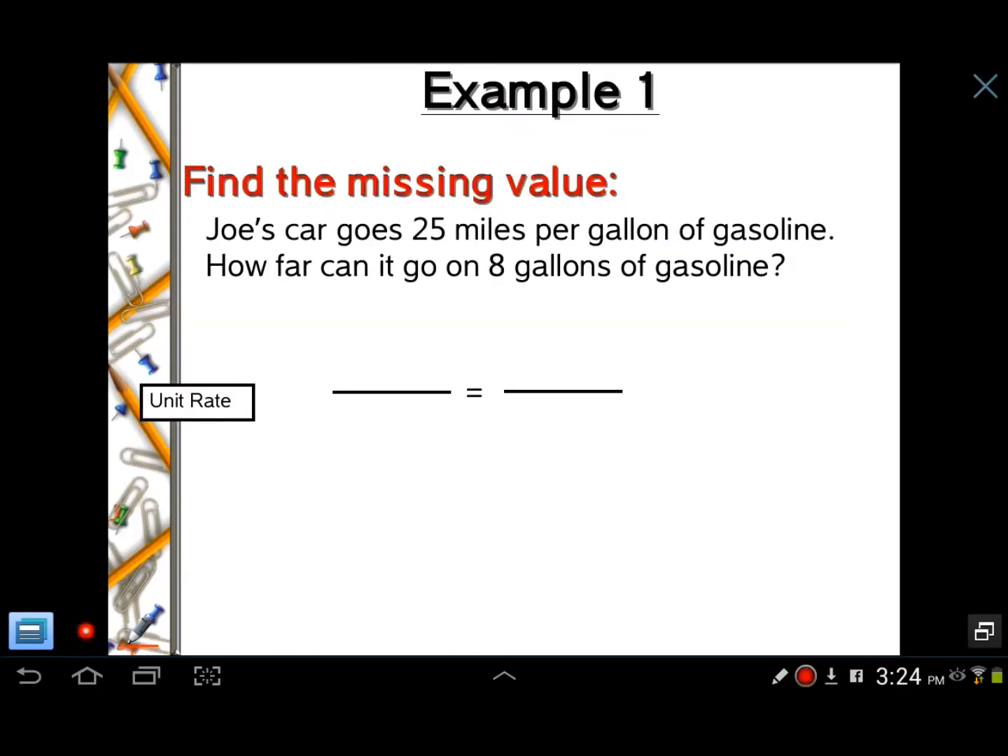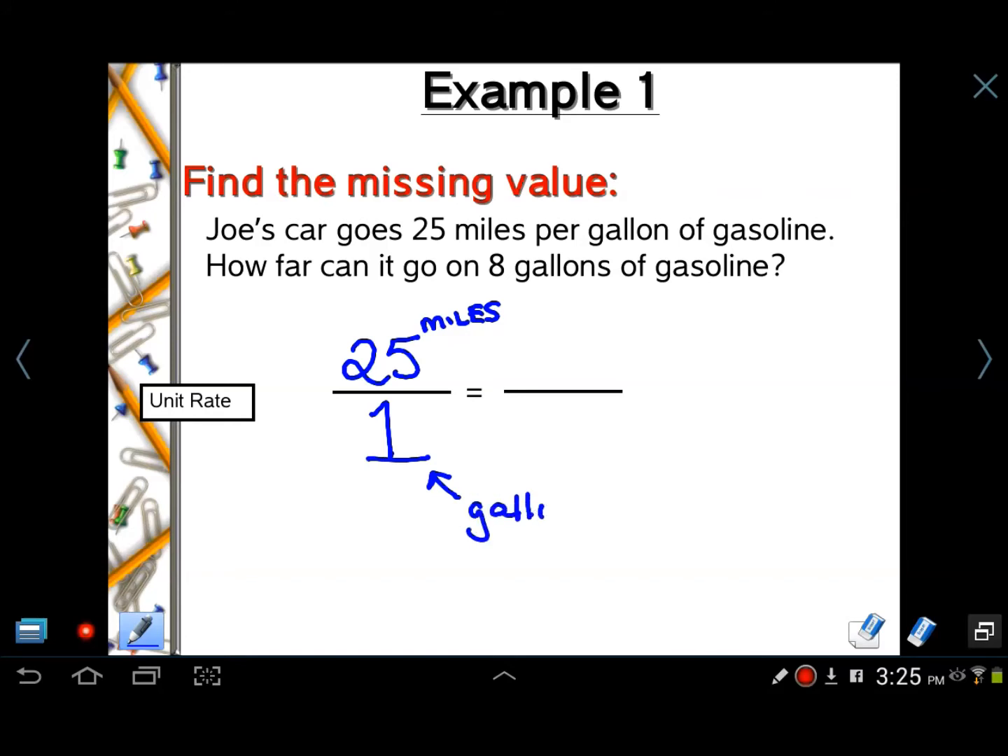Okay, our first example here has a problem where Joe's car gets 25 miles per gallon, and we want to know how far it can go on 8 gallons of gasoline. So in this example, we basically have the unit rate: 25 represents miles, and this represents gallons, in this instance, 1 gallon. So this problem is not about finding the unit rate, that's already given, 25 miles per gallon. This problem is more about using the unit rate to see how far we can go on 8 gallons of gas.